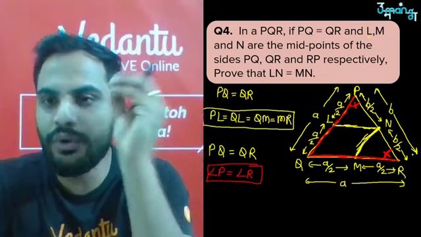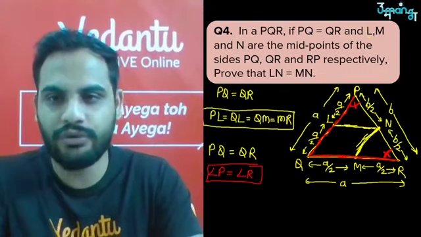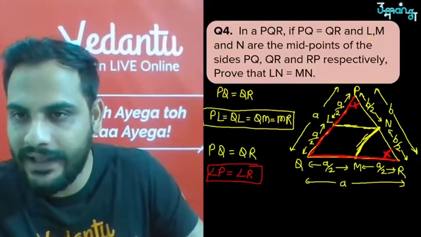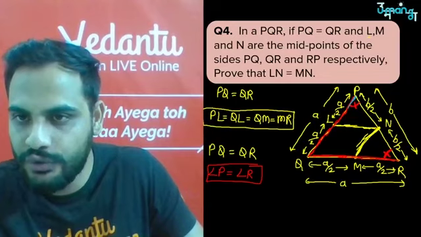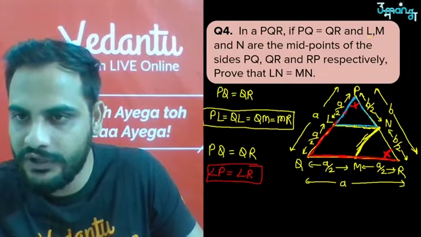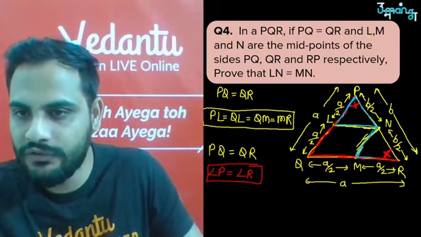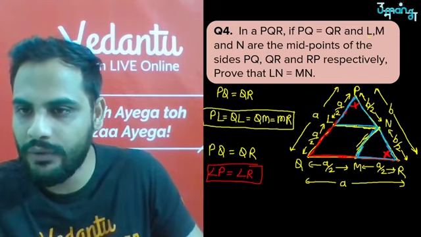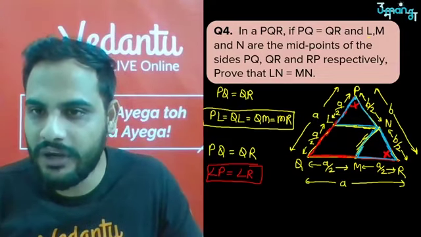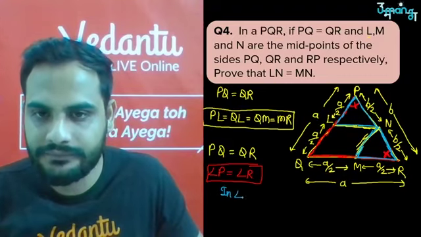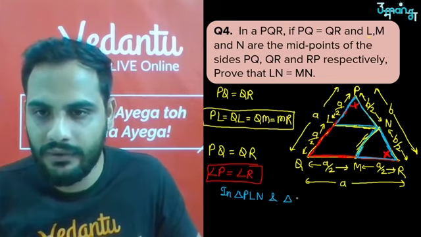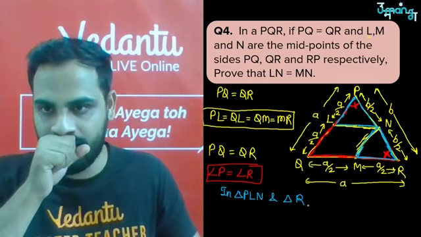It has become so easy for you, because now you know that to prove LN is equal to MN, you need to prove these two triangles congruent. Now see how easy it is to prove them congruent when you have written everything over here. So let's talk about triangle PLN and triangle RMN.